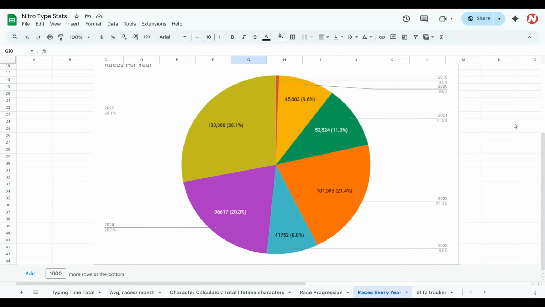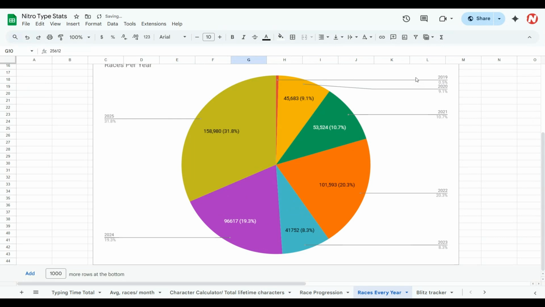Here we go. I'm just gonna put them in right now. I've done 158,980 races this year, and if you see, this is 2025 and this is 2024. It's officially over half total. Look at this. This is probably the coolest visual representation of my total lifetime races from the perspective of each year, just to show you how many races I've done the past couple of years compared to the races I've done in every year prior to that.